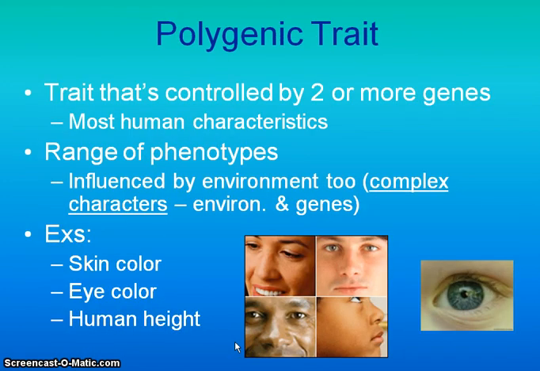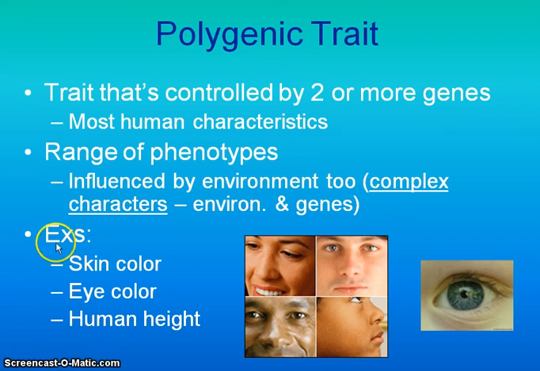Another pattern of inheritance is polygenic traits, and these are traits that are controlled by two or more genes. So not just more than two alleles, but two or more genes. And most human characteristics are going to be polygenic, which allows us to have a range of phenotypes. So some examples we've talked about in the past: skin color and eye color, height. We're not just one category or the other. We're not all 5 feet tall or 6 feet tall. There's a whole range of phenotypes that we could be. So generally when there is a range involved, then they're going to be polygenic traits.